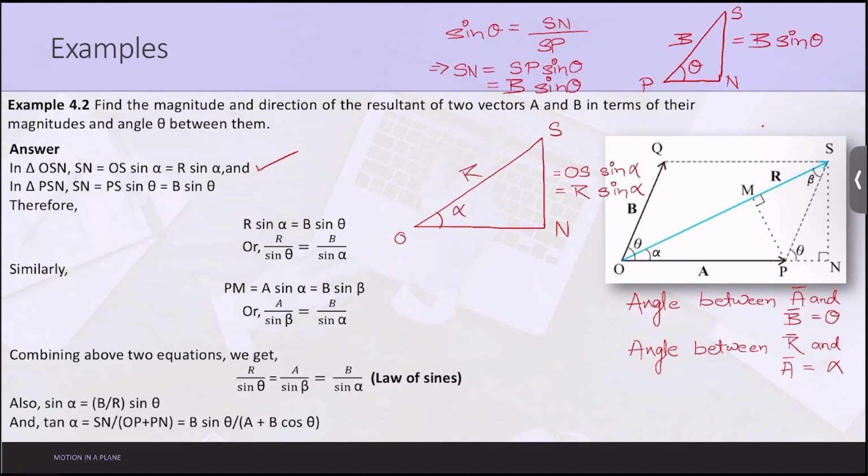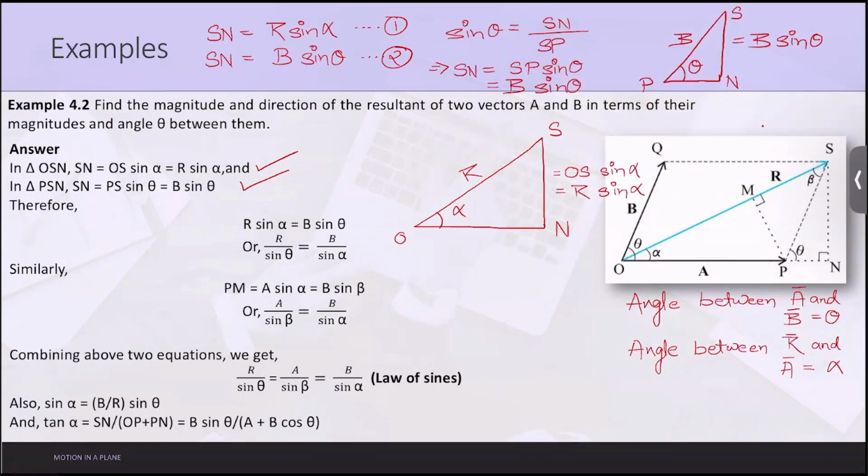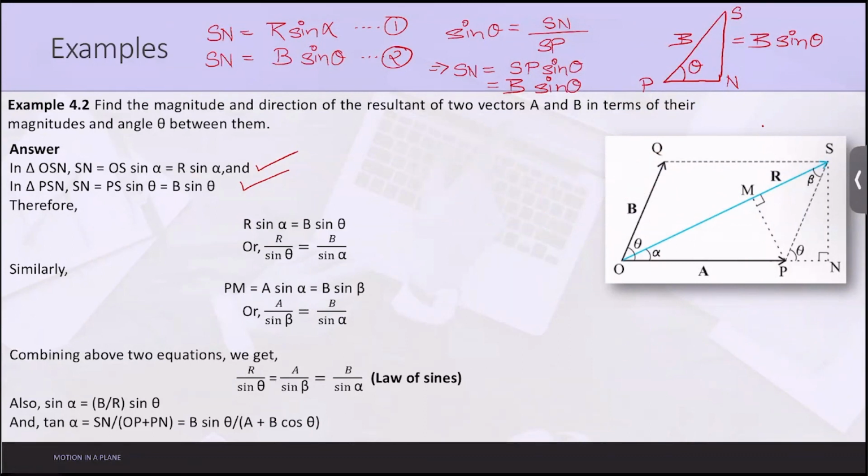Quite clear from the observation that from the first triangle we got the value of Sn as R sine alpha, and from the second expression we got the value of Sn as B sine theta. Okay, hope it is clear. So those are the two expressions which we got. Because these are the same, we can equate both of them. Let us try equating them. Let me rub out some of this information. I think it is clear to you how all this came.